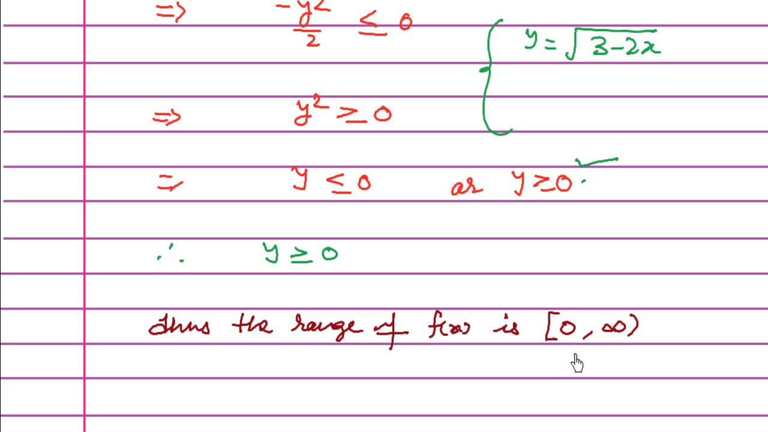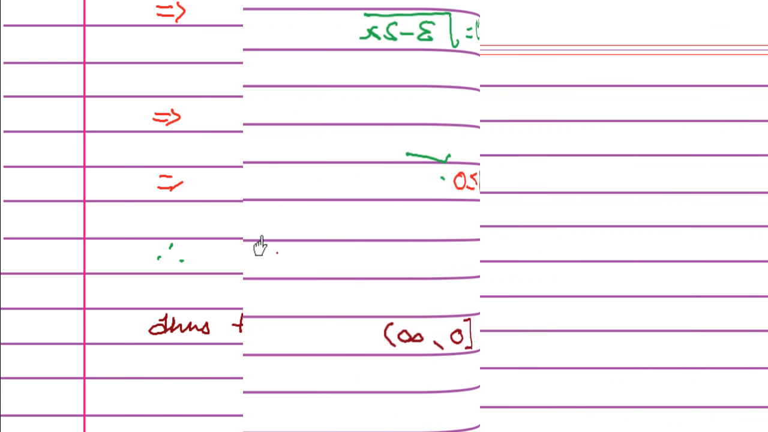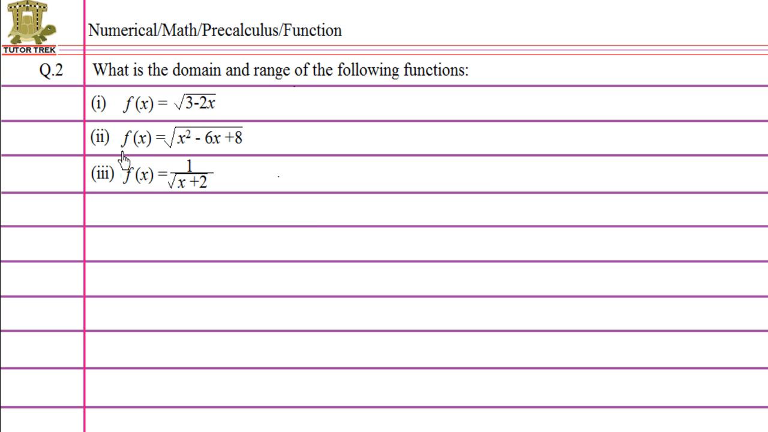Now we see the second sub-question of this. f of x is equal to the square root of x square minus 6x plus 8. So we are doing the second part here. This is our second part.